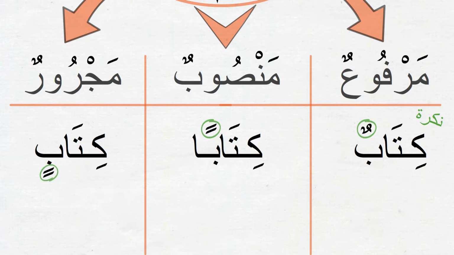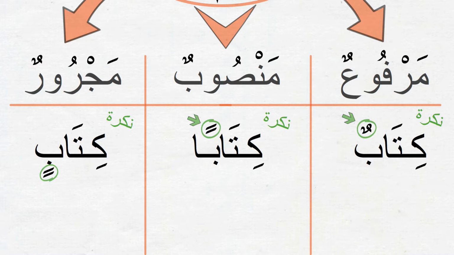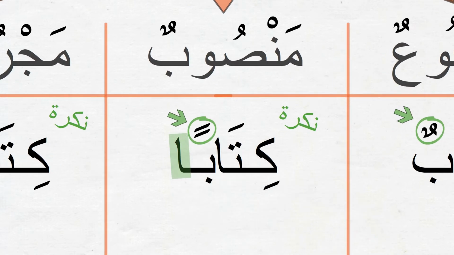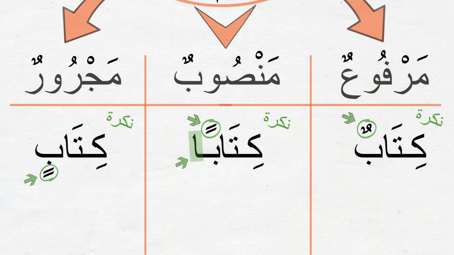From these examples, we can conclude that for the nakira or indefinite ism, the sign of the marfu' state is tanween dhammah. The sign of the mansub state is tanween fathah. And the sign of majrur state is tanween kasrah. Also notice the letter alif that appears at the end of mansub ism. The rule is, unless the last letter of the word is ta marbuta, we add alif to the end of mansub ism in writing, even though we do not pronounce it. So these are the signs of nakira ism.